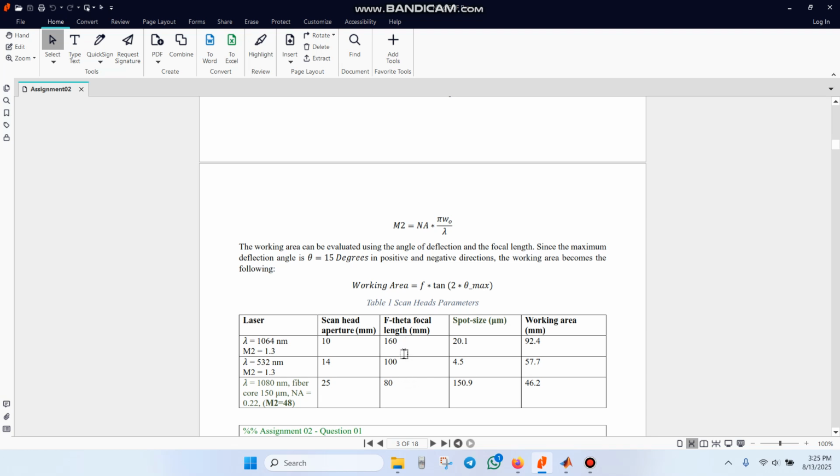For the third one, you may notice that although the focal length is lesser than the first two, the spot size is greater. It's because the M2 factor is quite high, and due to which the beam basically diverges instead of converging to a smaller region.